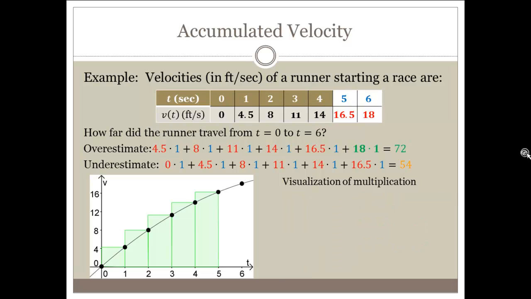Lastly, over the time interval from 5 to 6, we computed the distance traveled as v of 6, which is 18, times delta t, which is 1. This calculation can be represented as a rectangle of height 18 and width 1, giving an area of 18, and can be put on our graph over the time interval from 5 to 6.